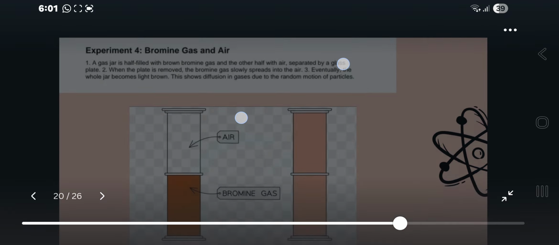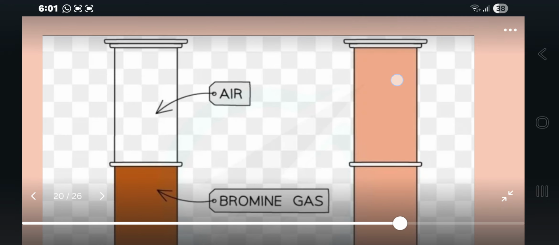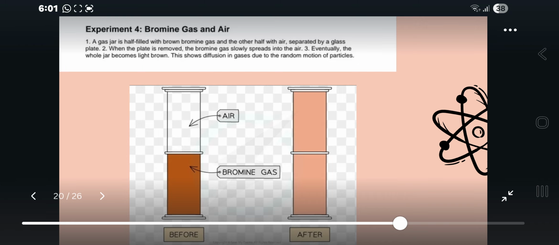Bromine gas and air. In this experiment you just have to see that there is a lid. We don't remove the lid. This is a whole container, but when there is a lid, there are two different portions. In the first portion there is air. In the second portion there is bromine gas. What is this? Bromine gas. This bromine gas is filled with what color? Brown color.